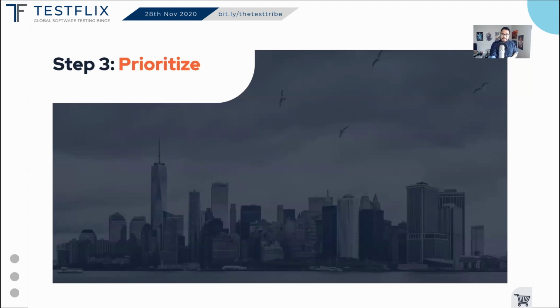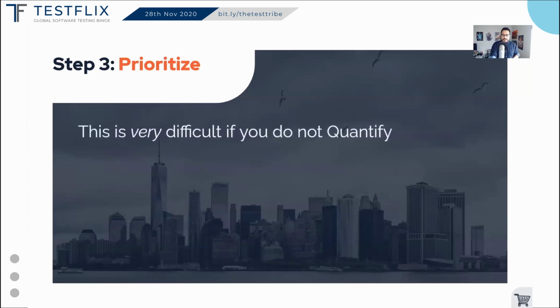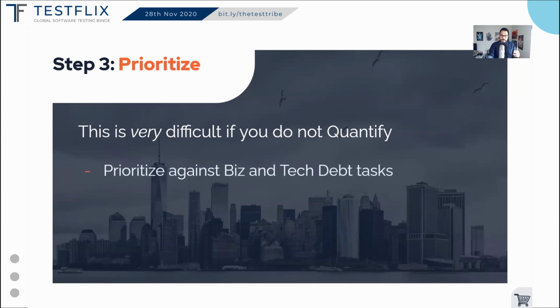Step three is to then prioritize. This is very difficult to do if you have not quantified the things you've identified, because otherwise you're shooting in the dark and you don't really know what is higher priority than others. On top of that, we need to prioritize against actual business and tech debt tasks.